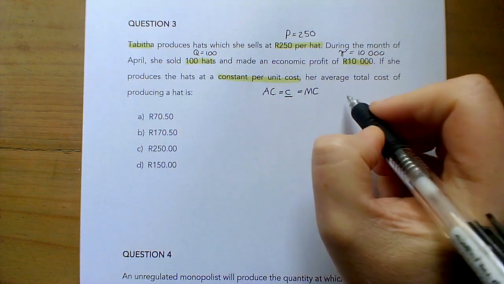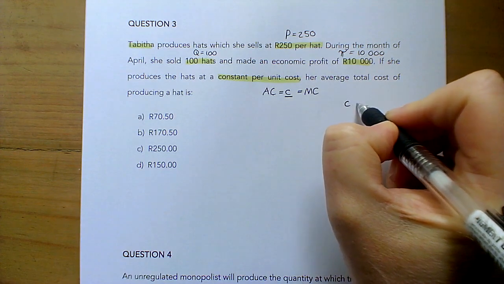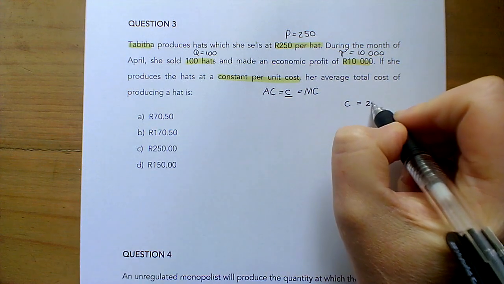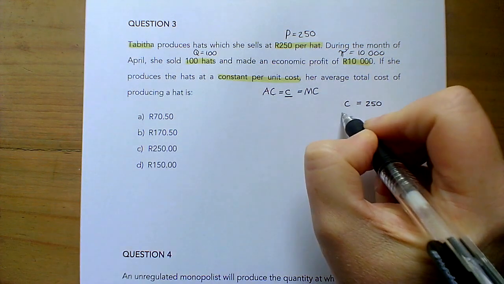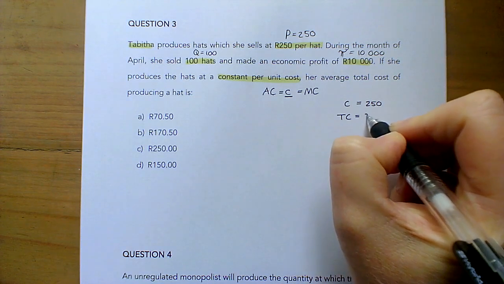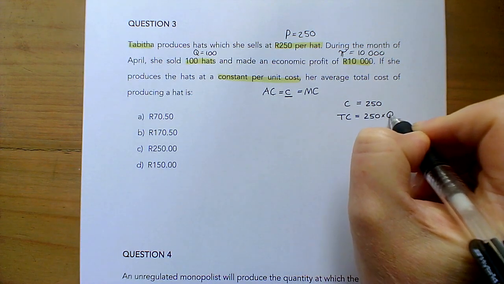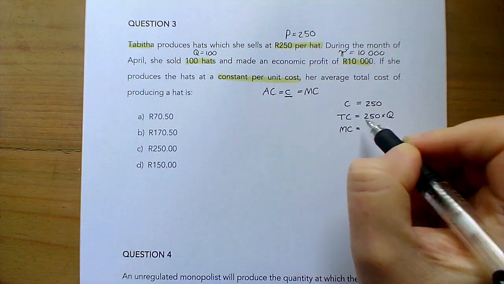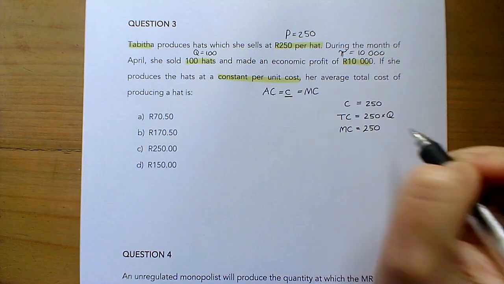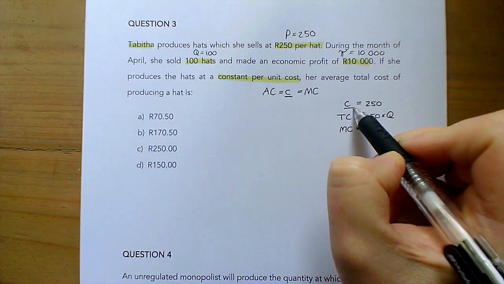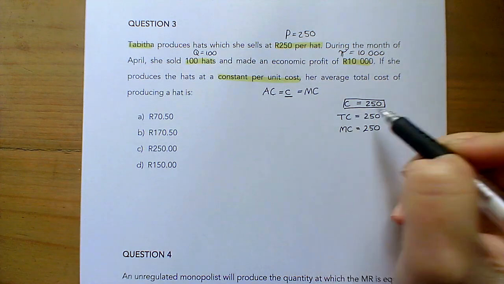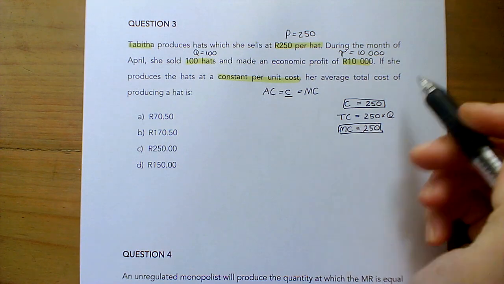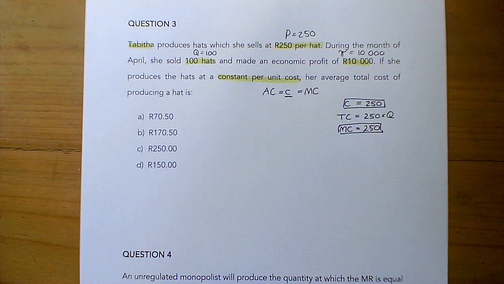So think of it this way. Let's say the average cost is, I'll just choose some value down here, let's say it is 250. Then it means total cost would be 250 times Q. And then if I took the first derivative of this to find my marginal cost, it would simply be 250. So when we have a constant cost of production, then our marginal cost is also constant. So that's just a little bit of theory to remind you about that.